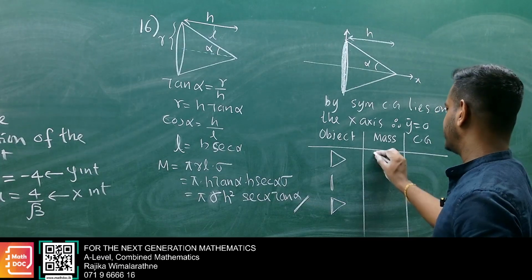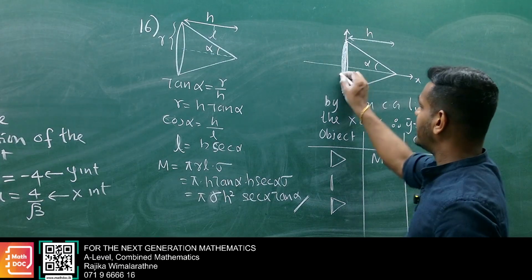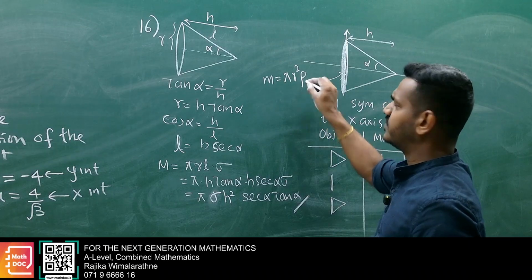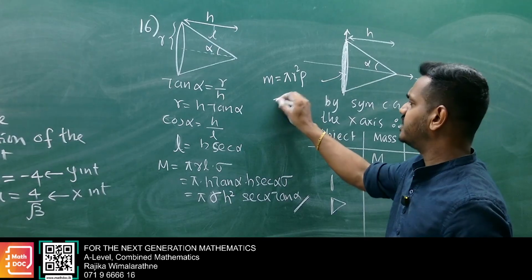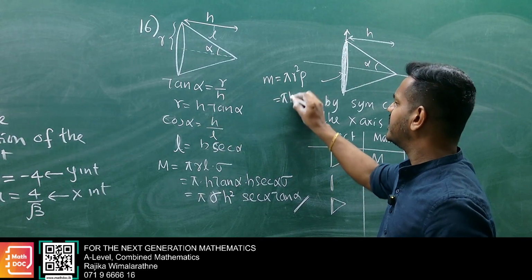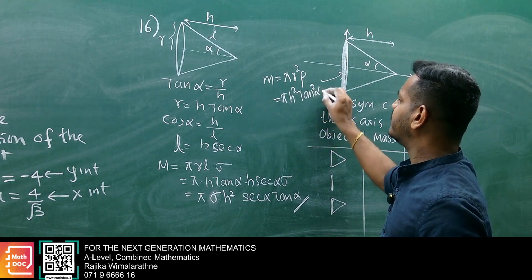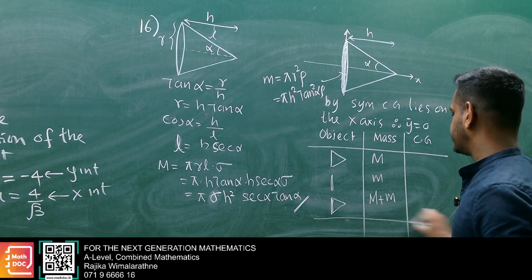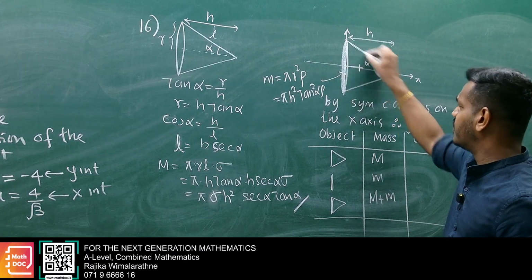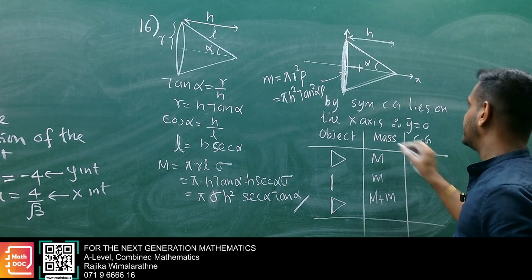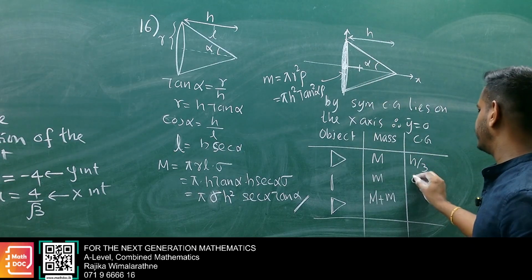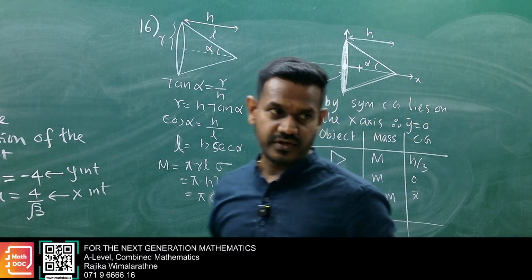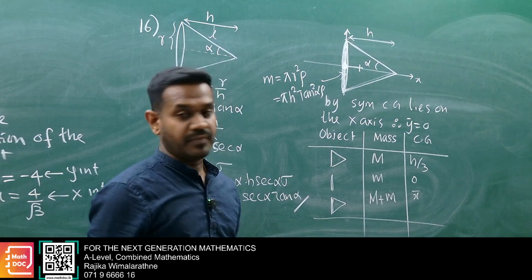Here the cone mass is capital M. Then the disk mass, let's say simple m, is pi r squared rho, area times density, where r is h tan alpha. Then pi h squared tan squared alpha rho, that is simple m. Then the combined mass is capital M plus simple m. The center of gravity for the hollow cone is h divided by 3. For this disk, it is 0. We need to find x bar. For the disk at the center, for the hollow cone from the base, h divided by 3. Now take moment.